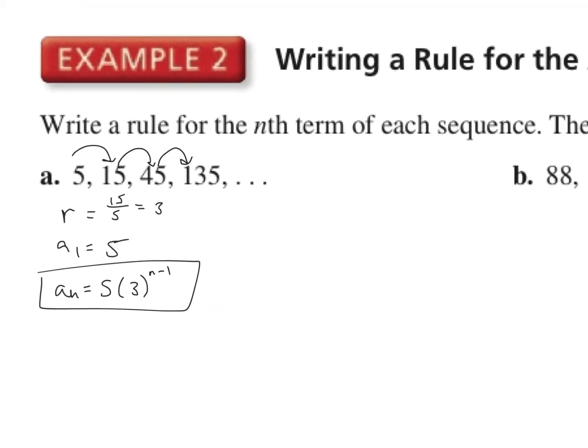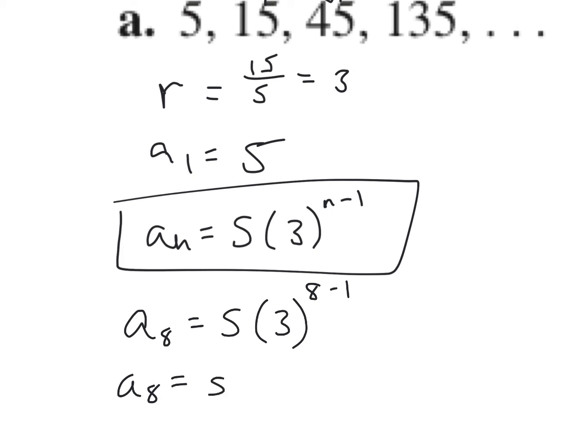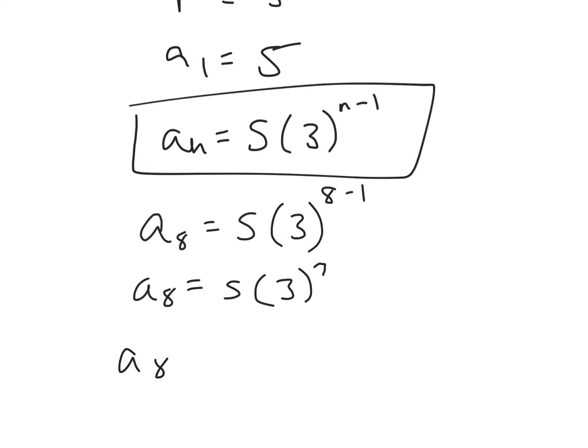Now it asks us to find a sub 8, so we're going to plug in 8 for n. So we have 5 times 3 to the power of 8 minus 1. From here, just make sure you're following your order of operations. What do we have to do first? Subtract in our exponent. So 8 minus 1 would give us 7. What do we have to do next? 3 to the 7th power.